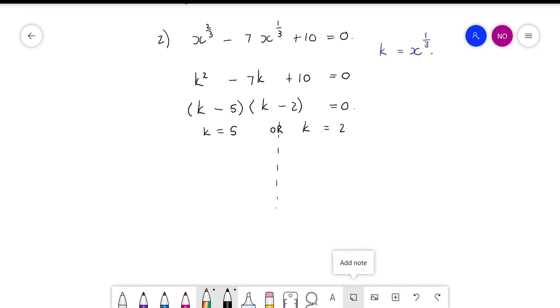Do you guys see that you have a method that you have to follow again and again and again? Né? Identify it's a trinomial. Set the smallest one to k. Factorize. And then set back to x. Why? Because they didn't ask us to solve for k. They asked us to solve for x. So now I'm going to say, okay, we've crossed the river. Back to x. Okay.